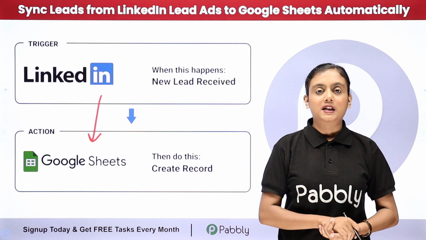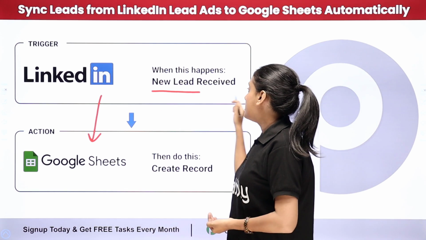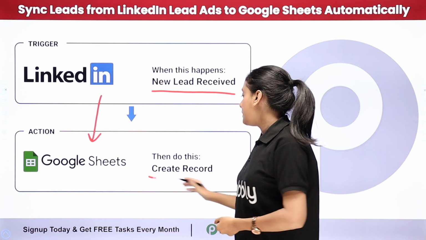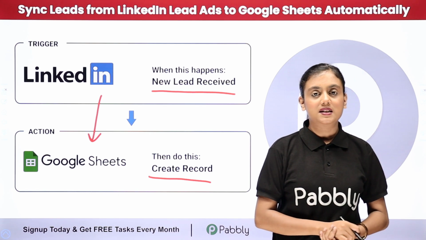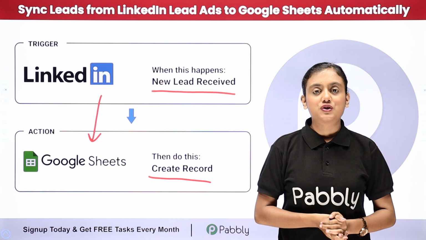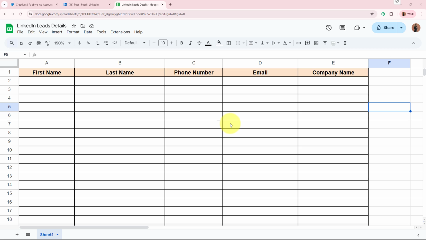Now whenever a potential customer or client generates a new lead using LinkedIn lead ads, automatically the leads data is going to be created as a record in my Google Sheets. So now if you want to learn this entire process step by step, for that I'm going to take you towards my screen. Welcome to my screen.